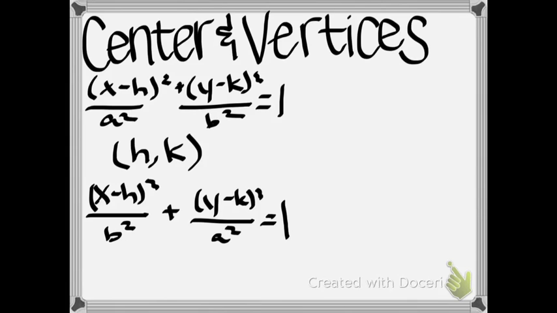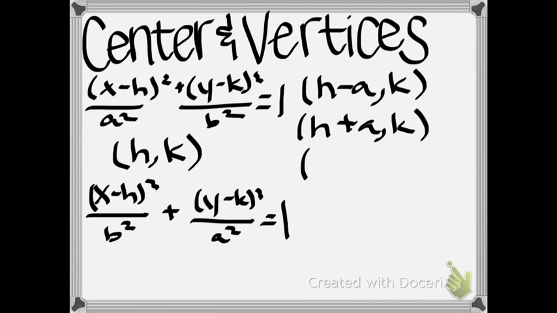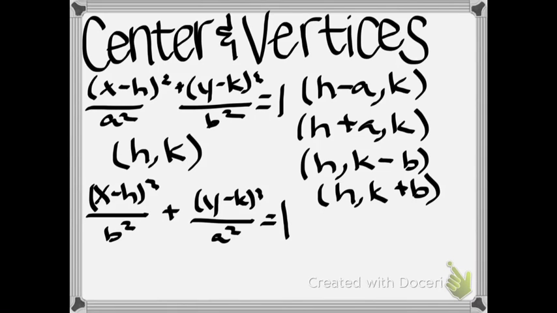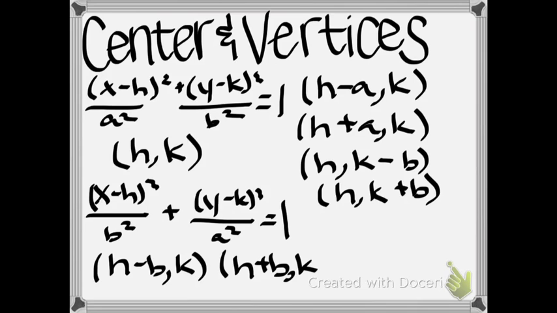standard equations. And the vertices for when a squared is under the x squared value would be (h minus a, k), (h plus a, k), and (h, k minus b) and (h, k plus b). So when the a squared value is under the y squared value, then the vertices will become (h minus b, k), (h plus b, k), (h, k minus a), and (h, k plus a).